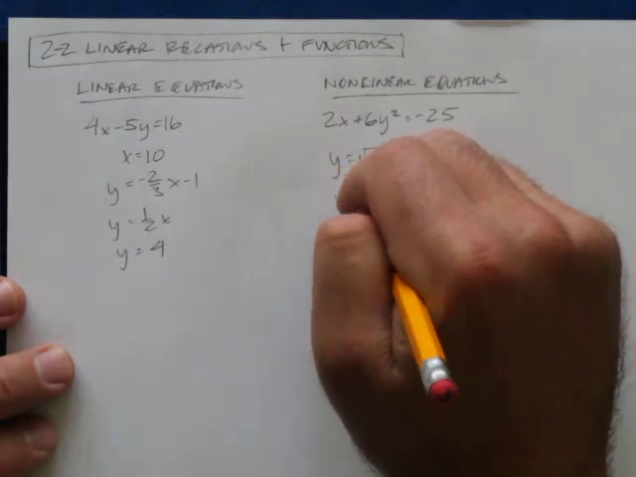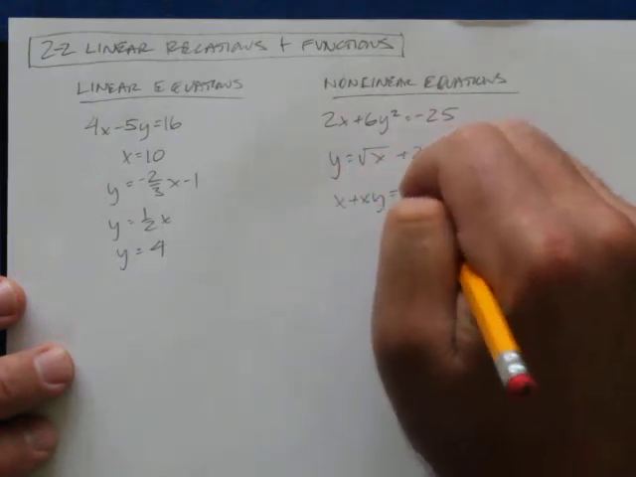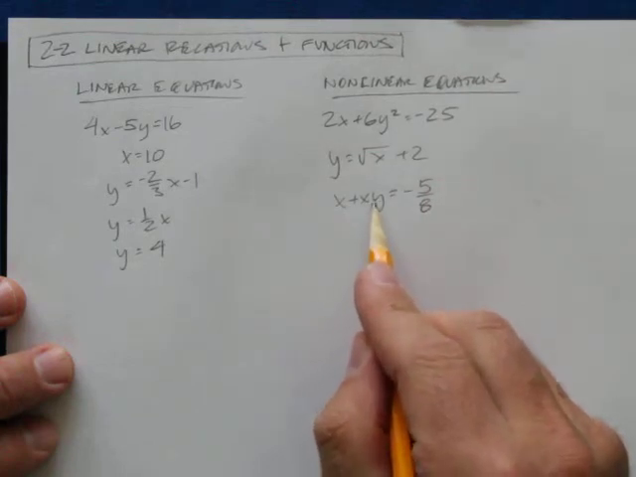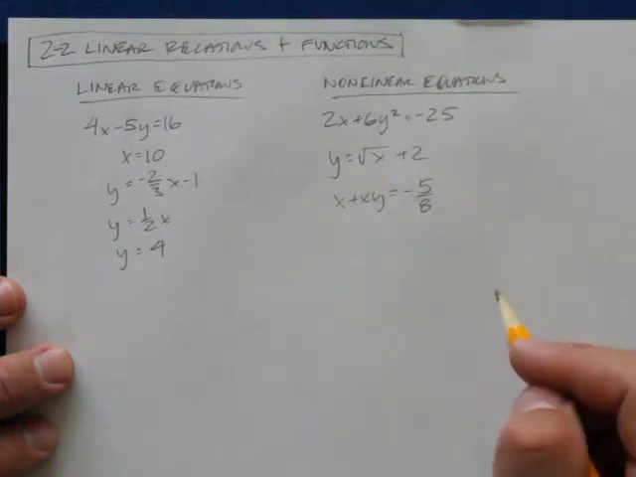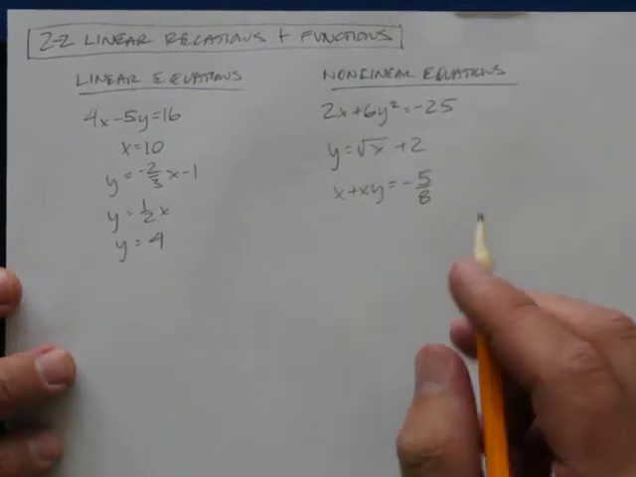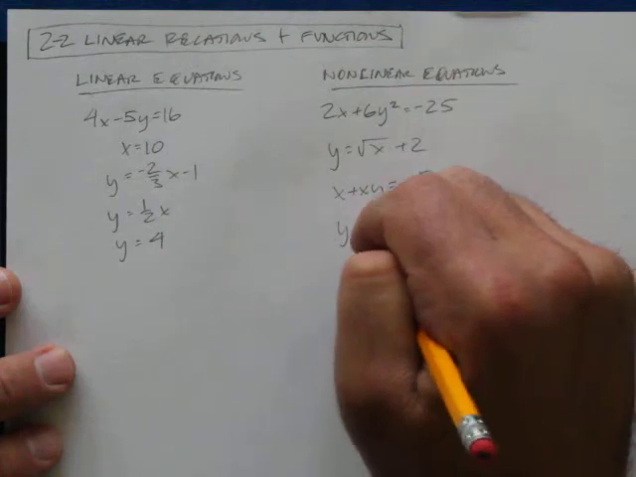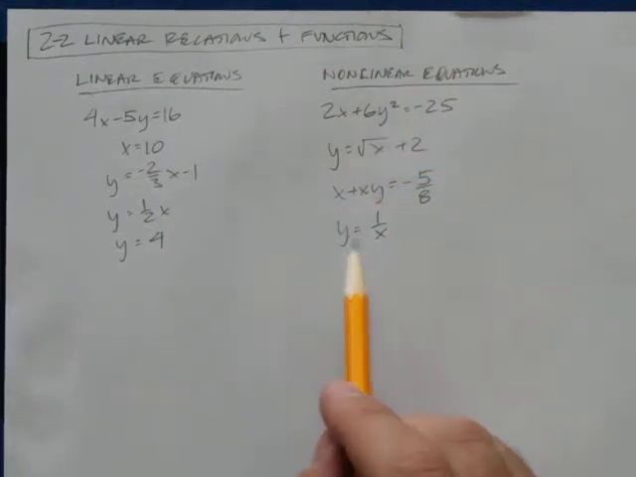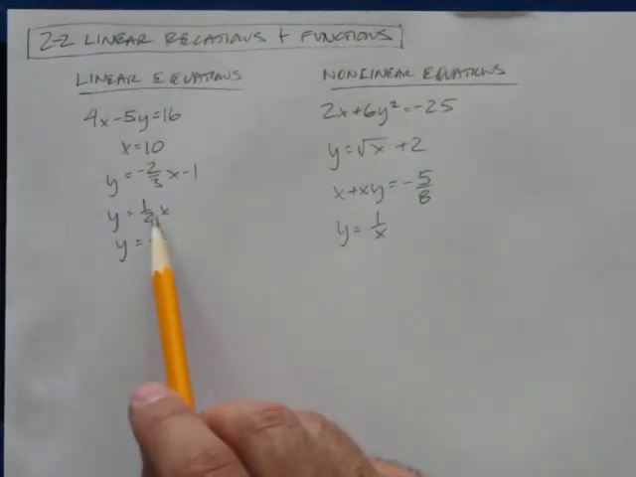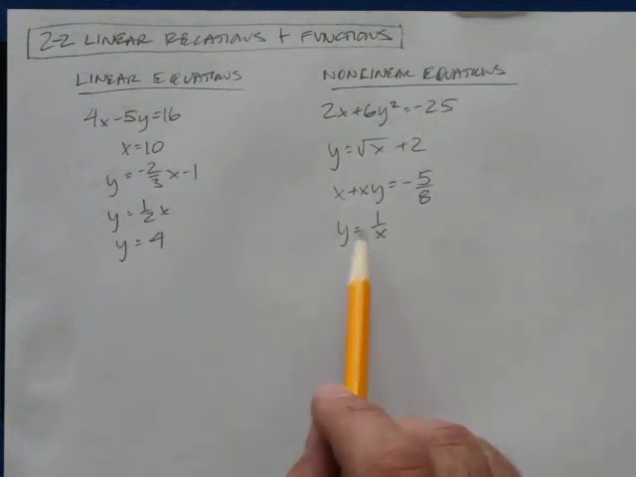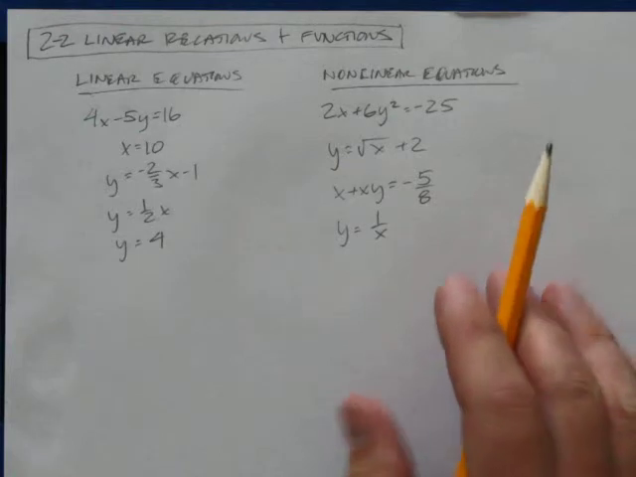X plus xy equals negative 5/8. I've got an x multiplied by y. That's not going to work. This is not a linear equation. And y equals 1 over x. You can see how this looks pretty similar to the y equals 1/2 x, but if x is in the denominator, we're not going to have a linear function.